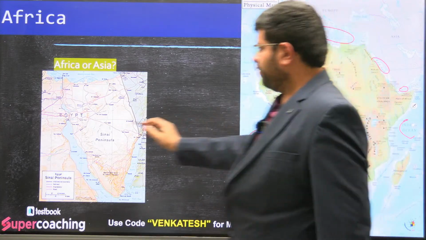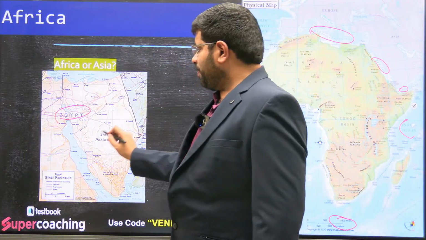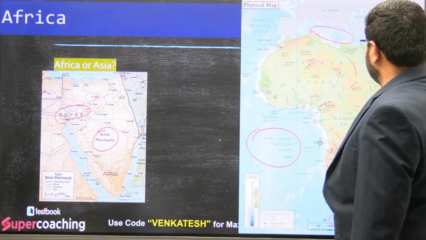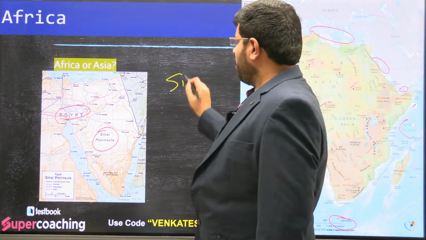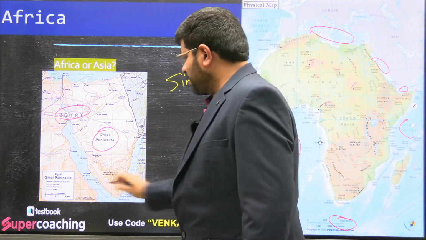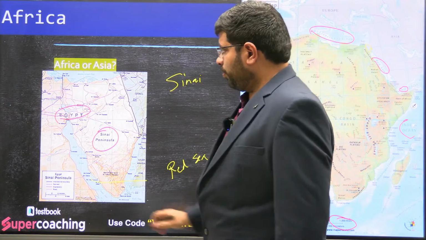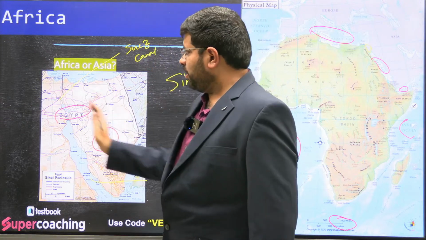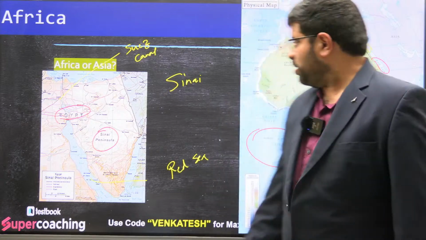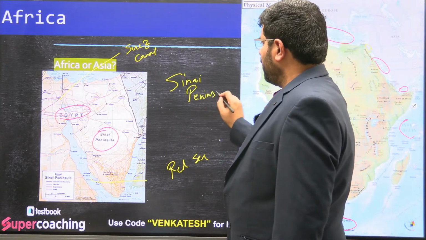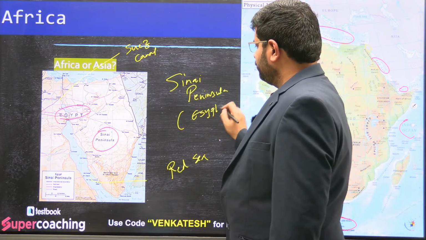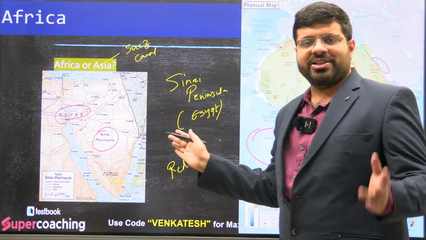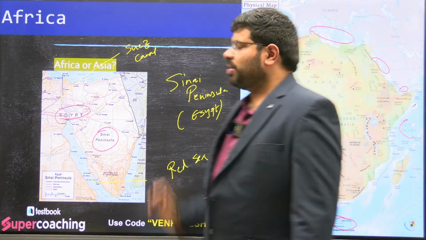Egypt, which is here. There is a peninsula here called the Sinai Peninsula. This is the Red Sea. We have the Suez Canal here. And after that, a part of this peninsula we call the Sinai Peninsula. It is part of Egypt, and geographically it is located in Asia, or you can say that Asia and Africa are separated by the Sinai Peninsula.